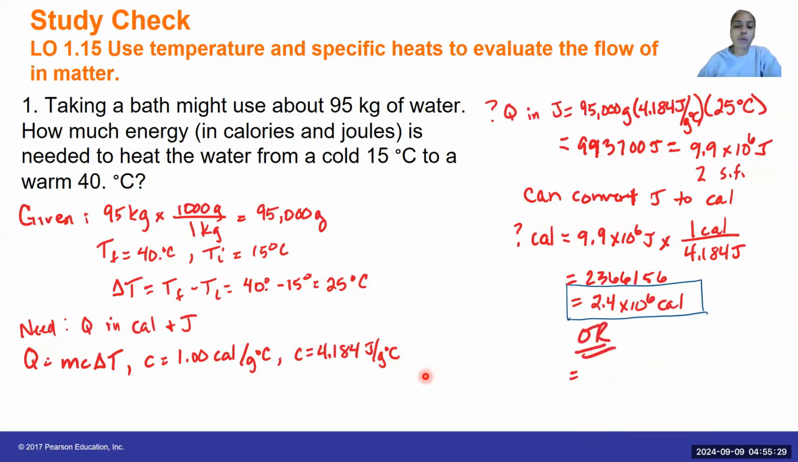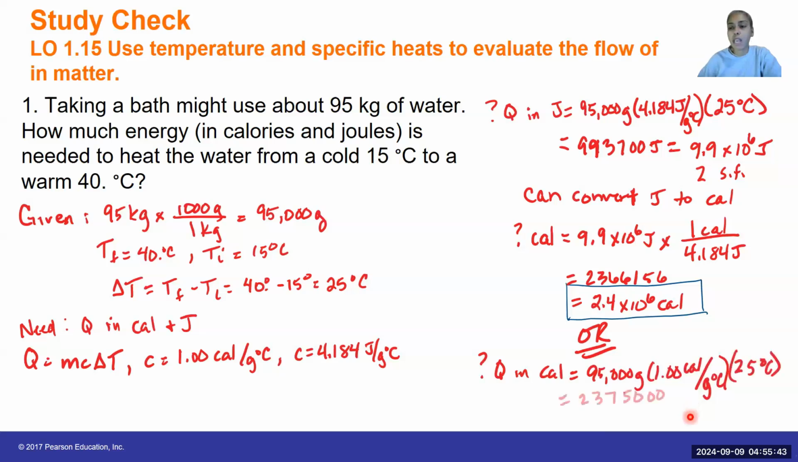Or we can do the whole entire equation, right, where we look at what is the energy in calories. That would be 95,000 grams times 1 calorie per gram degree Celsius times 25 degrees Celsius. And we get 2,375,000. Notice that even though we have different values here, when we're rounding off to the correct number of significant figures, our answer remains the same. And remember up here, this is times 10 to the 5.